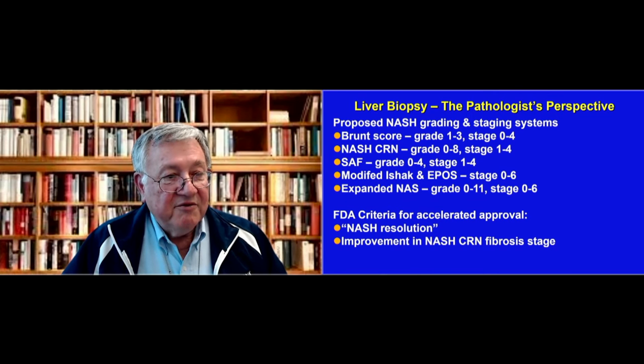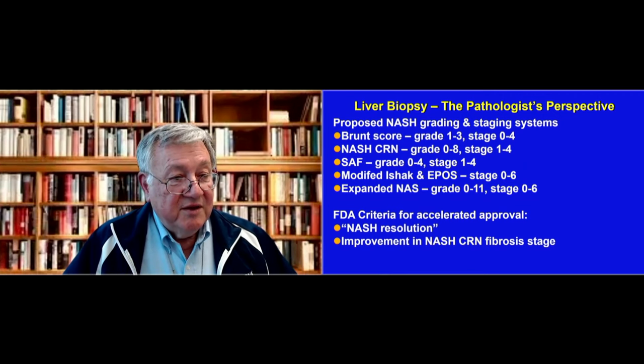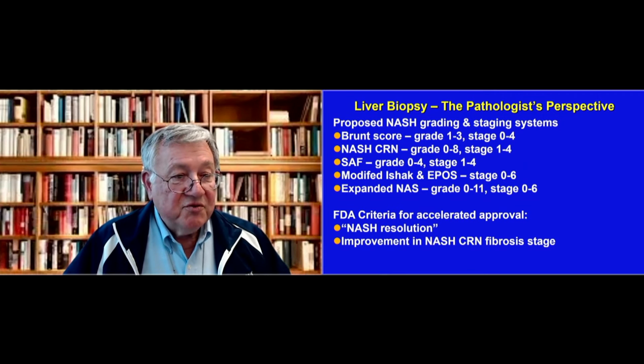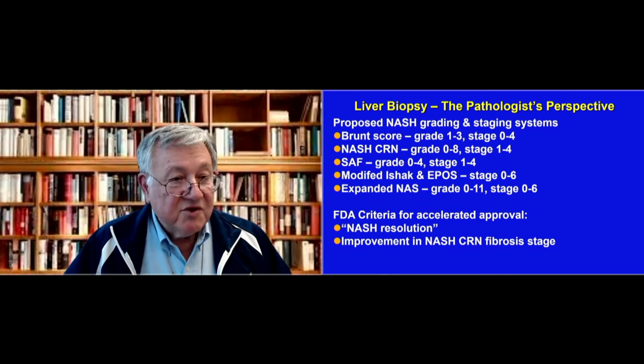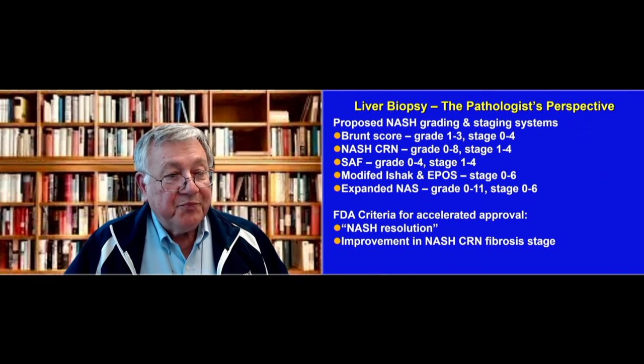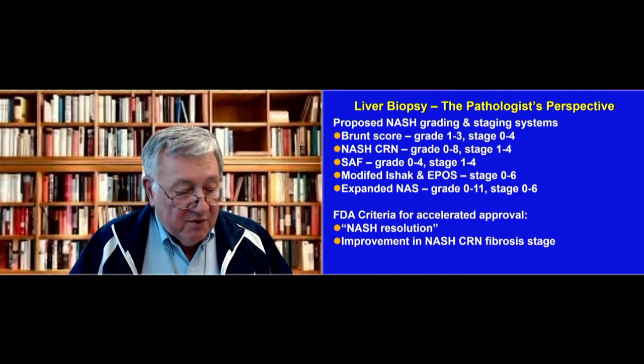The criteria for accelerated improvement for an endpoint is what we've heard about: NASH resolution, which I'm not sure it ever really resolves, or improvement by one stage in the fibrosis score, in the 4-point fibrosis score. So next slide, please.